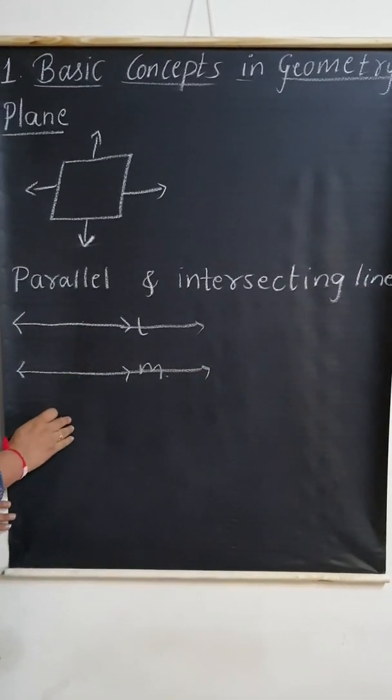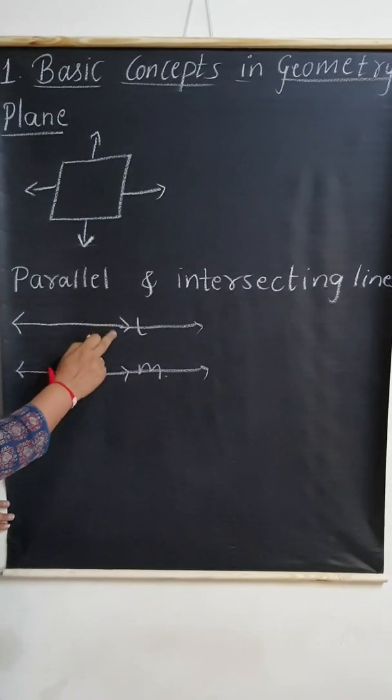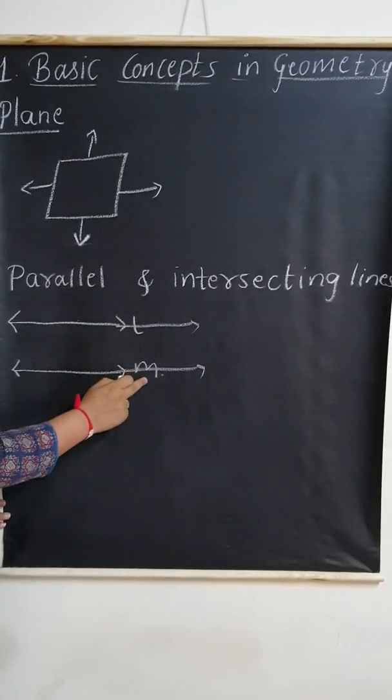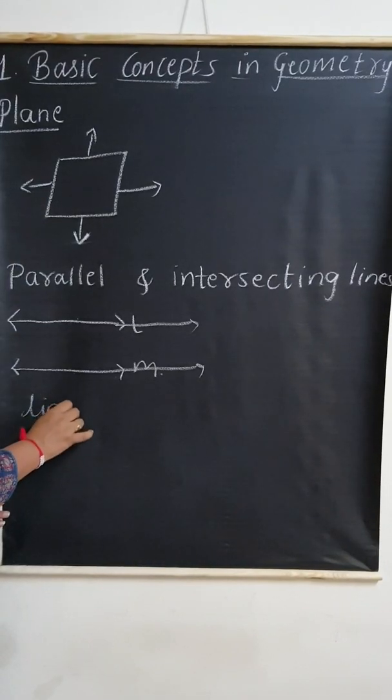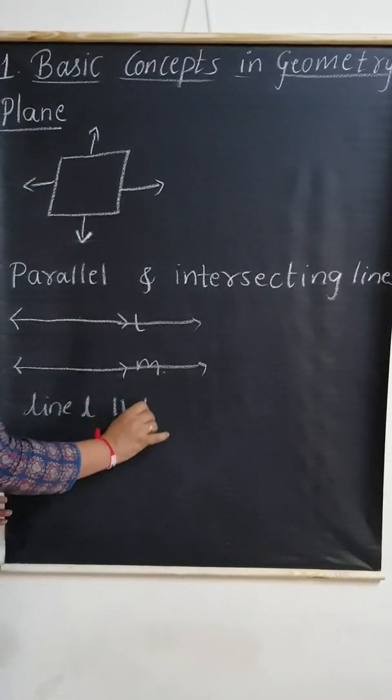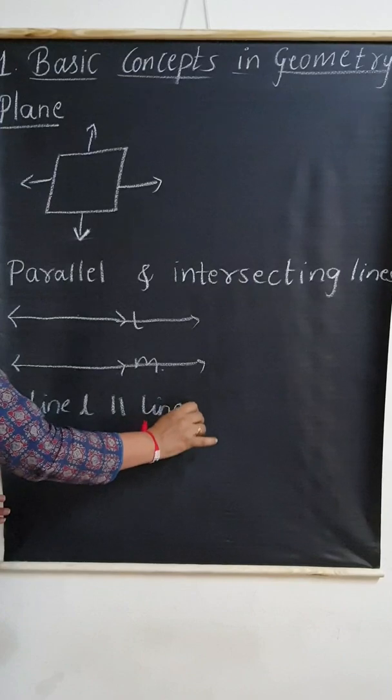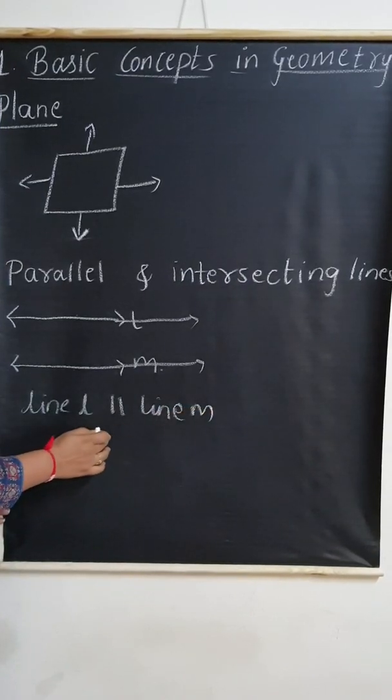How do you write parallel lines now? You can read these lines as line L is parallel to line M, and symbolically you can write it as line L parallel to line M. So this double line is the symbol for parallel lines.